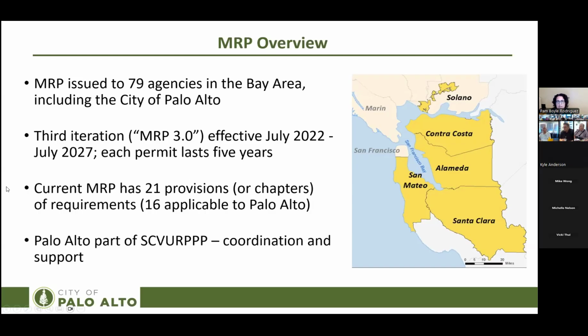The current MRP has 21 provisions for all these agencies, or what we call chapters, and 16 of them are applicable to Palo Alto. And each of those talks about different water quality requirements that we need to follow.